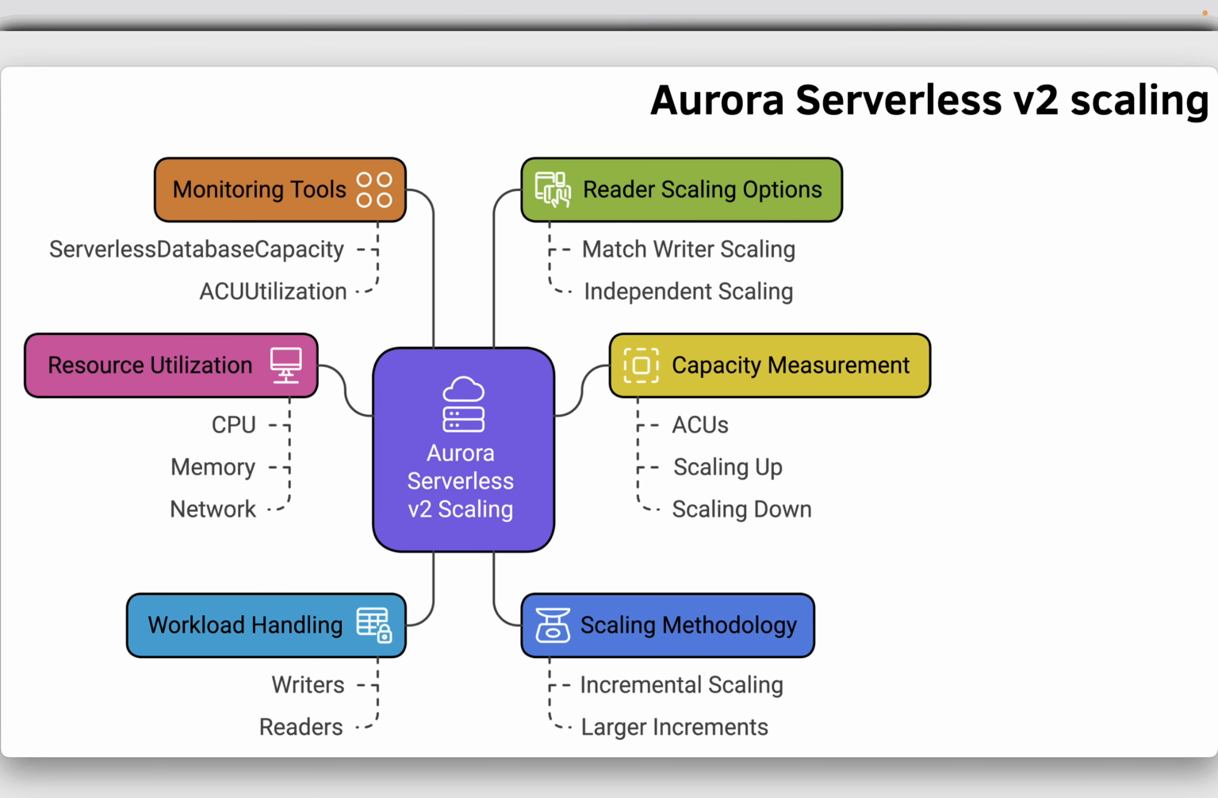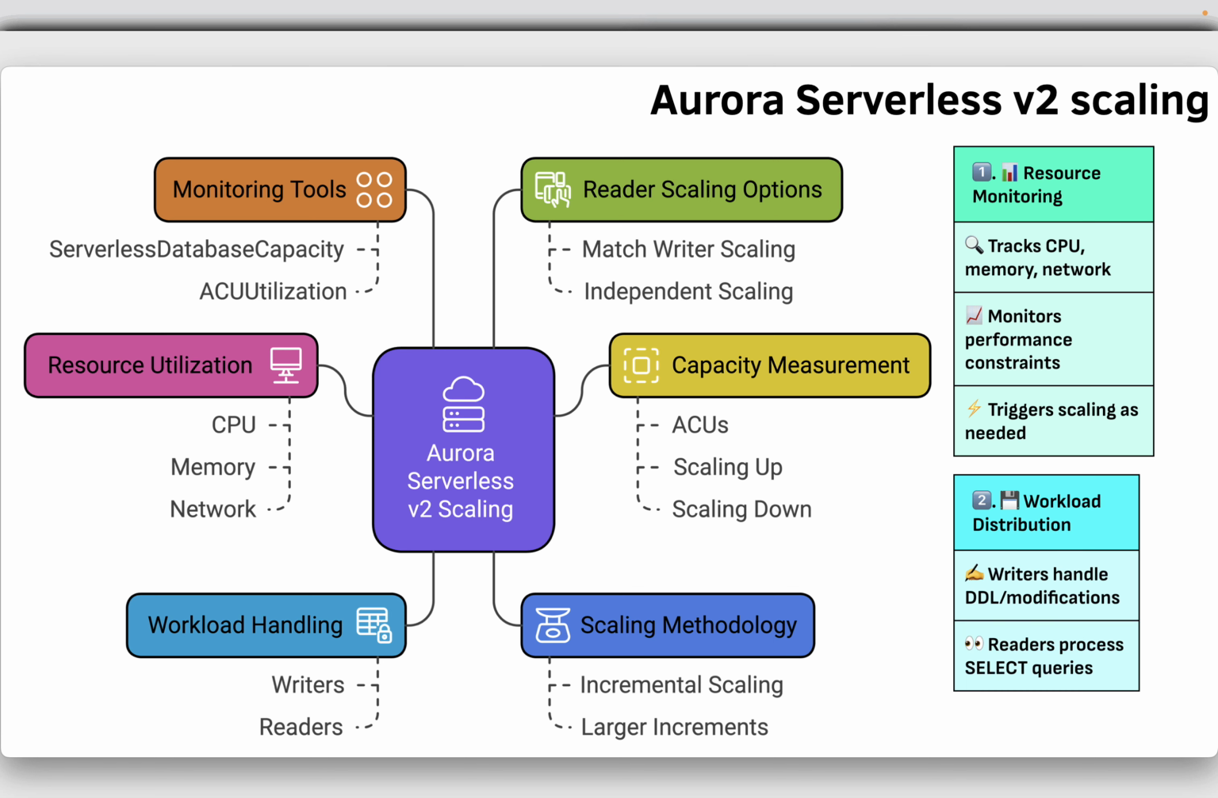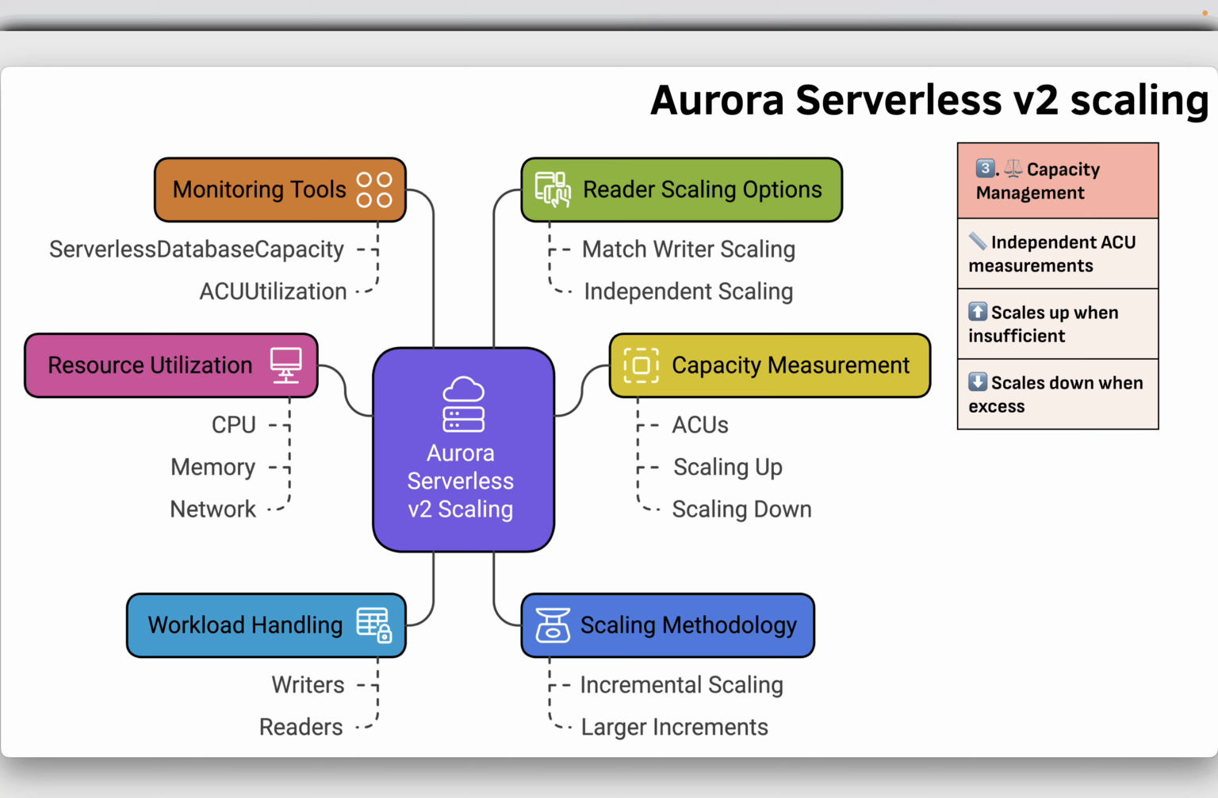Aurora Serverless V2 scaling. Aurora continuously tracks resource utilization, which is CPU, memory, and network, for each Aurora Serverless reader and writer, scaling up when capacity is constrained or performance issues are detected. Writers process all DDL, which is data definition language statements, and data modifications, while readers handle read-only operations like select queries. Each writer and reader has an independent capacity value measured in ACUs, scaling up when current capacity is insufficient and down when excess capacity exists.